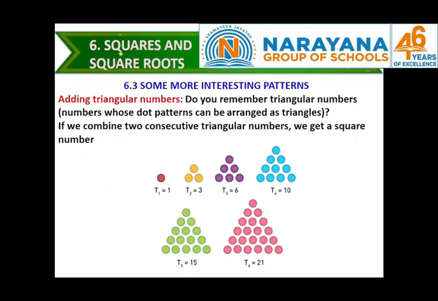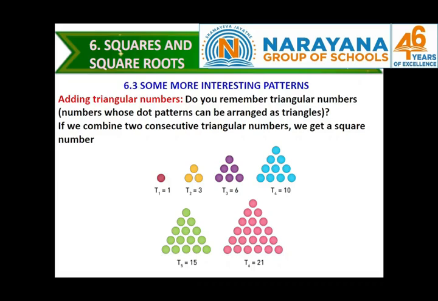Now, some more interesting patterns. Here, the first one is adding triangular numbers. Do you remember about the triangular numbers? Yes. Here, numbers whose dot patterns can be arranged as a triangle. See, in the first one, 1 dot. In the second one, I am taking 3 dots. That 3 dots look like a triangle. In the third one, I am taking 6 dots. It is also like a triangle. And the fourth one is also a triangle. Here, all the triangles are equilateral. So I am giving 6 examples here.